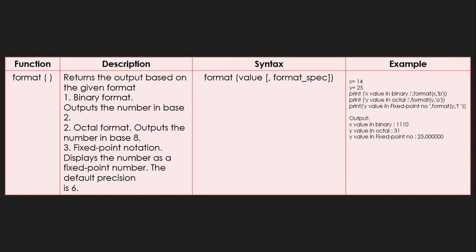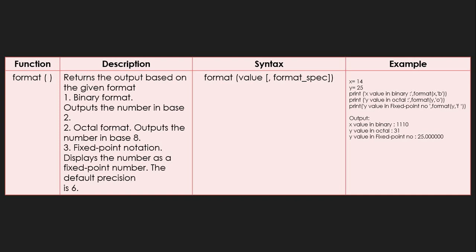By default the precision is 6, so it will print 6 decimal digits after the decimal point. Now, if you give the format within brackets, two parameters: first is the variable, comma, the format of which particular number system that you want. If you say B, it converts to binary. If you say O, it converts to octal. If you say H, it converts to hexadecimal. And if you say F, it will convert the value into fixed point or floating point notation. Remember that it gives you a precision up to 6 decimal digits after the decimal point.